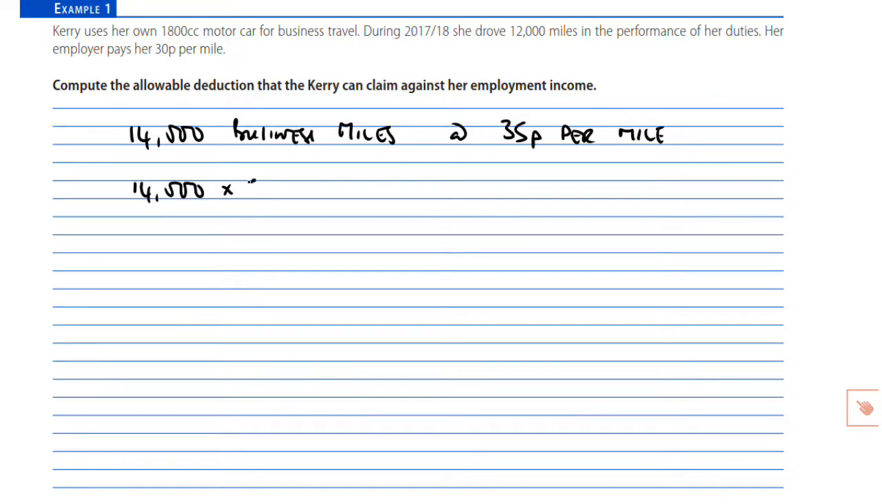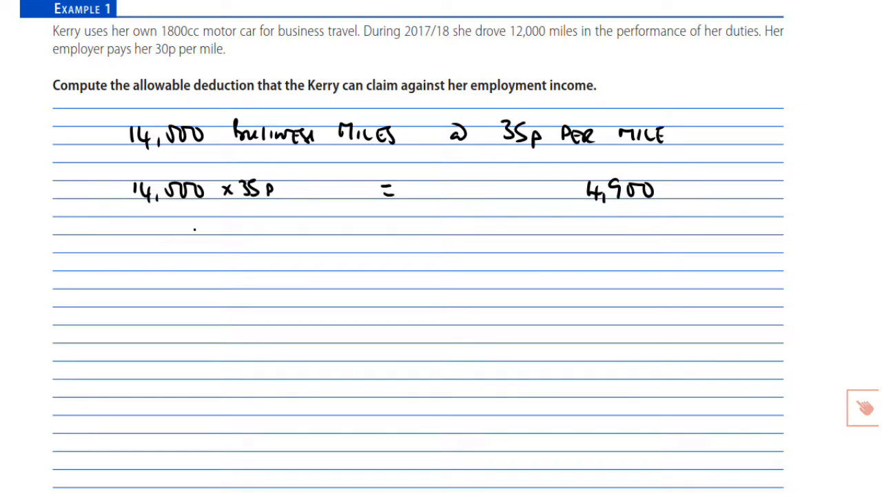14,000 times 35 pence per mile. So 14,000 at 35p. Ooh, should have put a calculator with me. 30 pence would be what, 42, half of that is 7. I think, do check that out, £4,900. So that is how much has been reimbursed there. But again, check that figure, please.